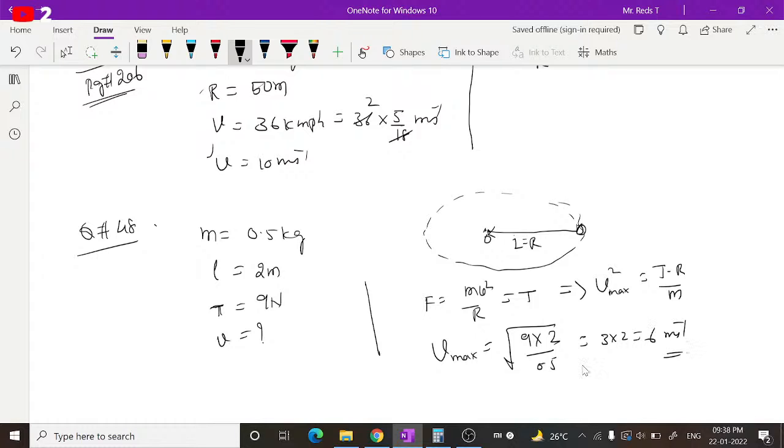So option 1, if you see here, V maximum is equal to 6 meter per second. This much speed if you give, the maximum tension developed can be equal to 9 newtons. And to develop a maximum tension of 9 newtons, you have to give a maximum speed of this much.